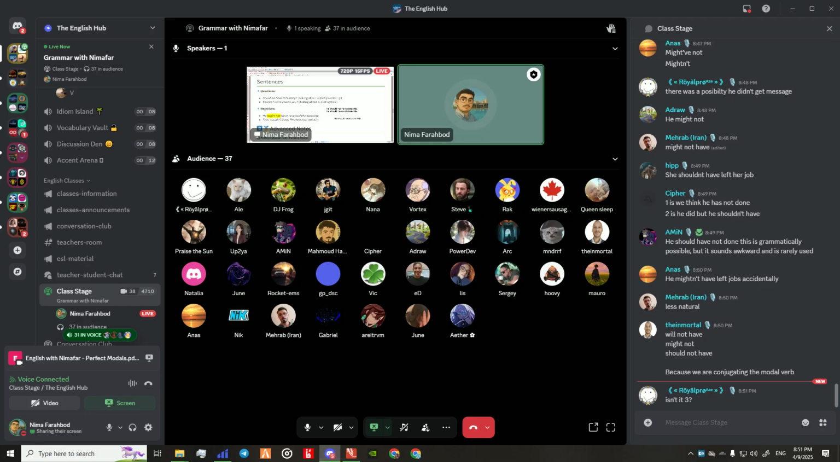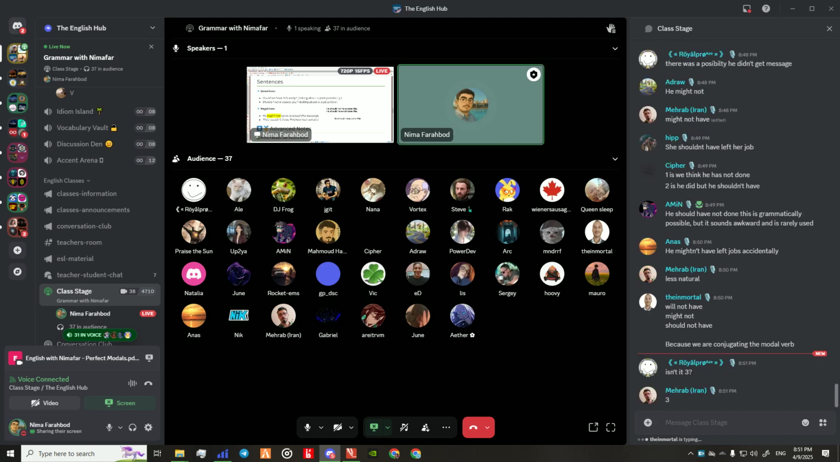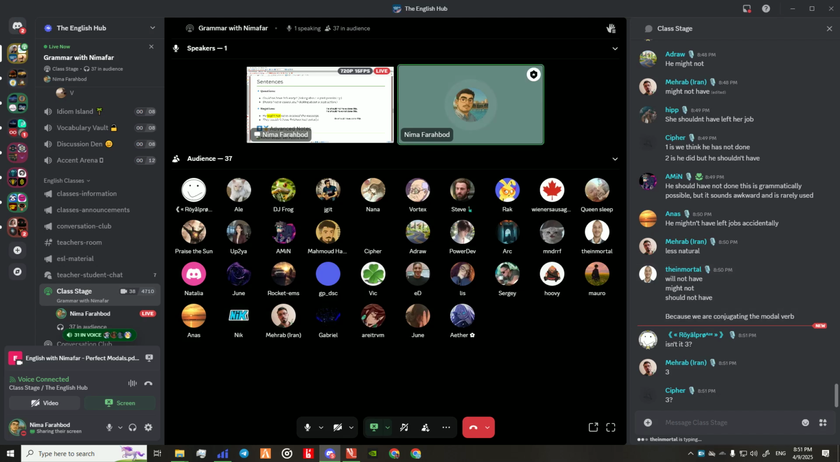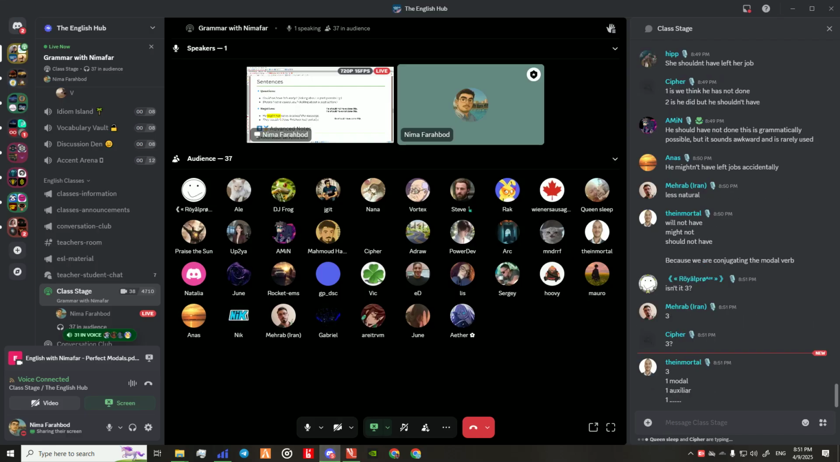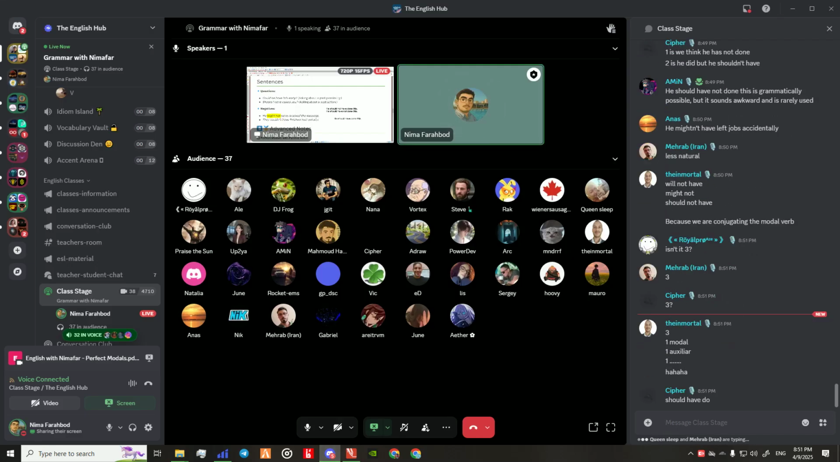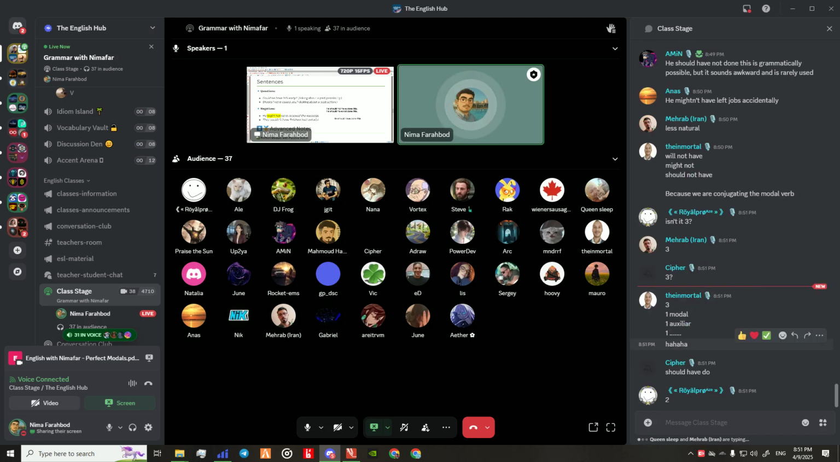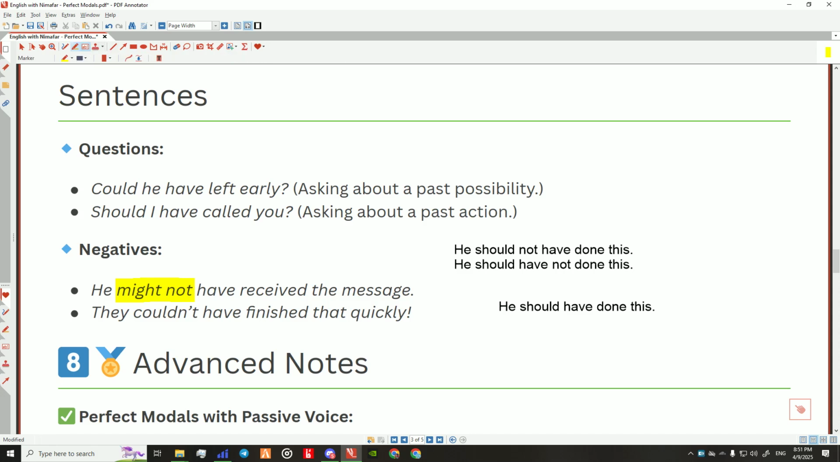Tell me. How many verbs do we have? Should not have, because we are conjugating. Very good. Three. So what are they? One modal, one auxiliary, one what? One main verb. Should have done. Very good. We have three verbs: should, have, and done.